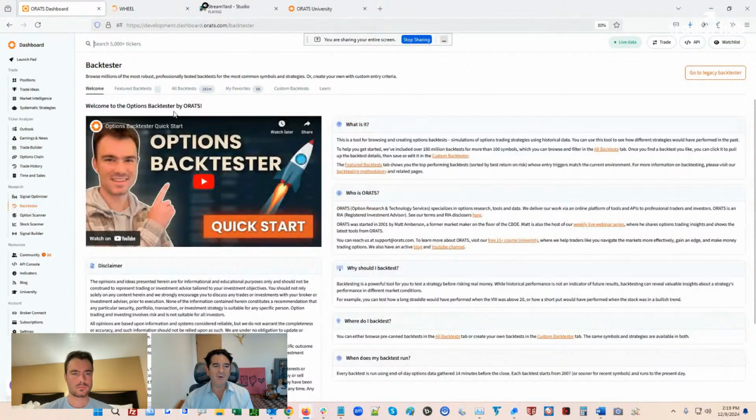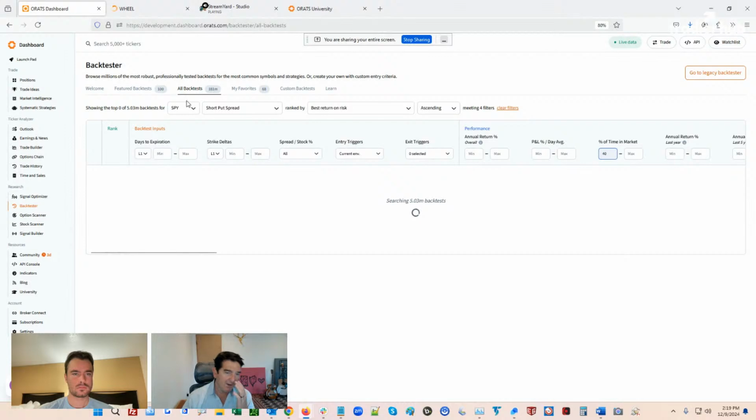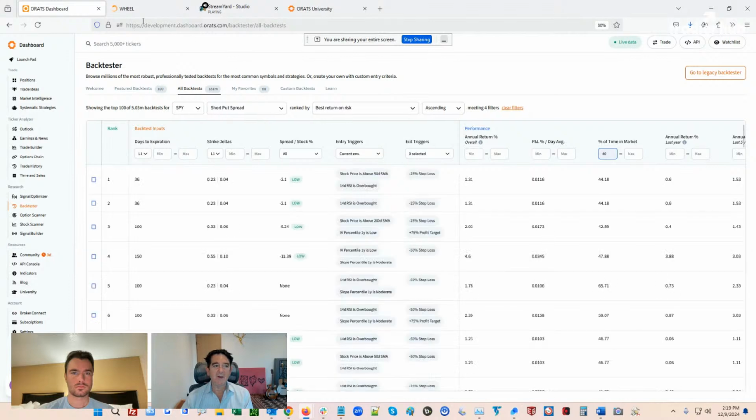So if you go to the backtester, this is the backtest finder. We have 181 million backtests that we pre-run, so this is a really good place to start. And then you could go to our custom or legacy backtester up here. So what do we see?